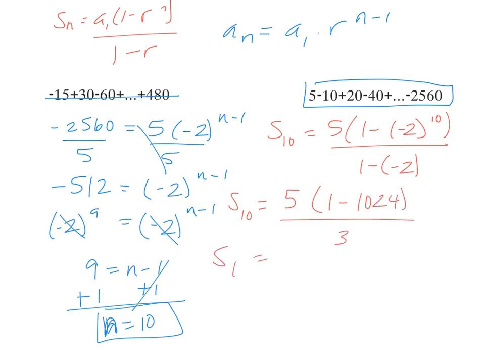Alright, so as a final answer, we're going to get 1 minus 1024 is negative 1023. If I multiply that by 5, we'll get negative 5115. And then finally, if we divide by 3, we will get as a final answer negative 1705.